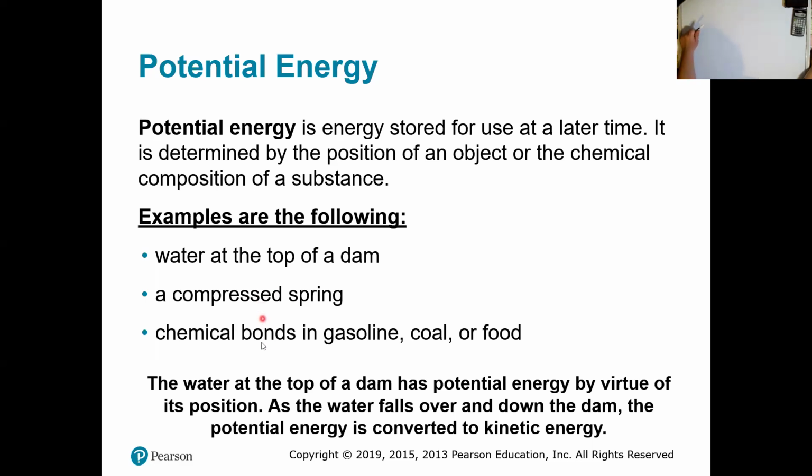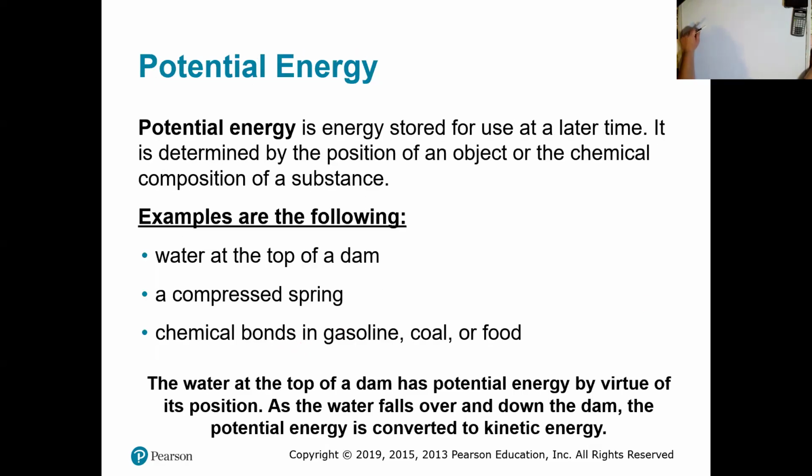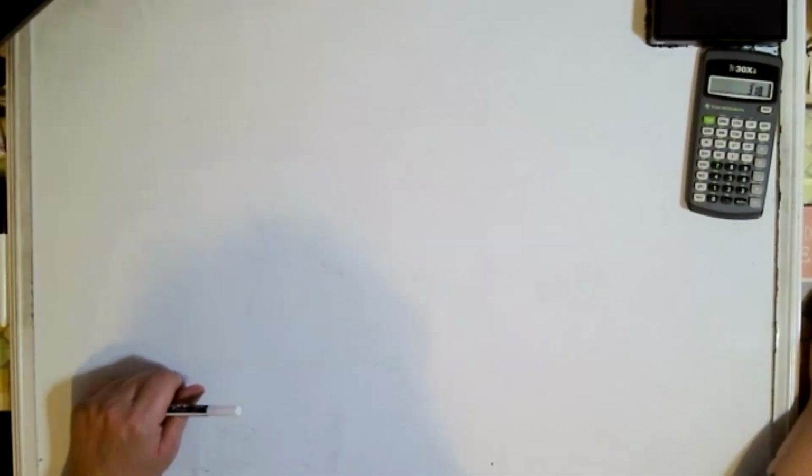Another source of potential energy will be chemical bonds. Anything that has a chemical bond has potential energy in it. Chemical bonds are a great source of potential energy. Okay. And let's talk about what happens when energy transitions go on.